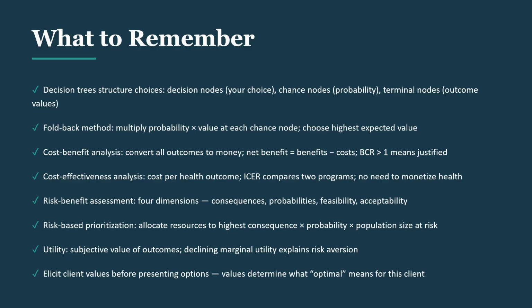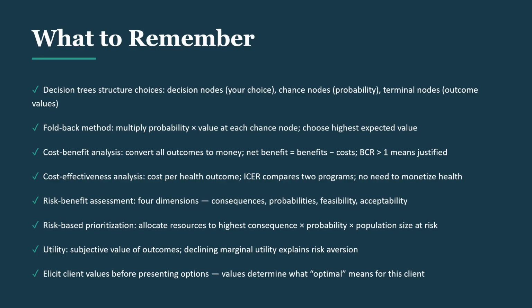Summary: decision trees structure choices by mapping decision nodes, chance nodes, and terminal outcomes with their probabilities and values. The fold-back method calculates expected value by working backward through the tree. Cost-benefit analysis converts everything to money and calculates net benefit or benefit-cost ratio. Cost-effectiveness analysis expresses outcomes in natural health units and calculates cost per outcome, without requiring monetary valuation of health.